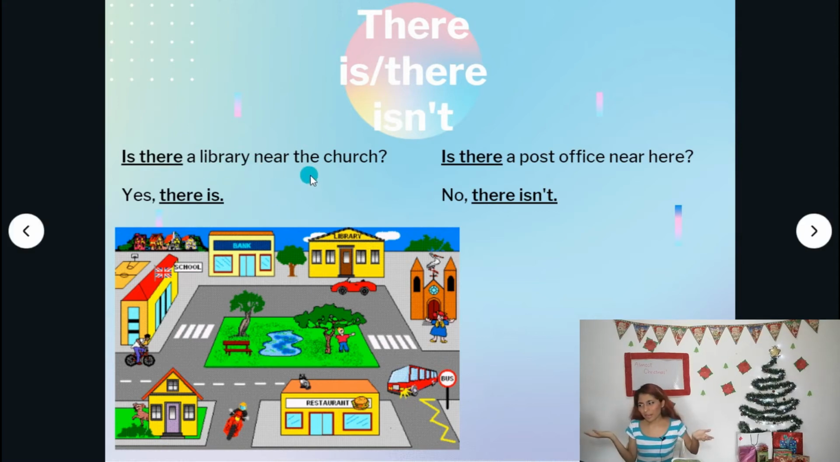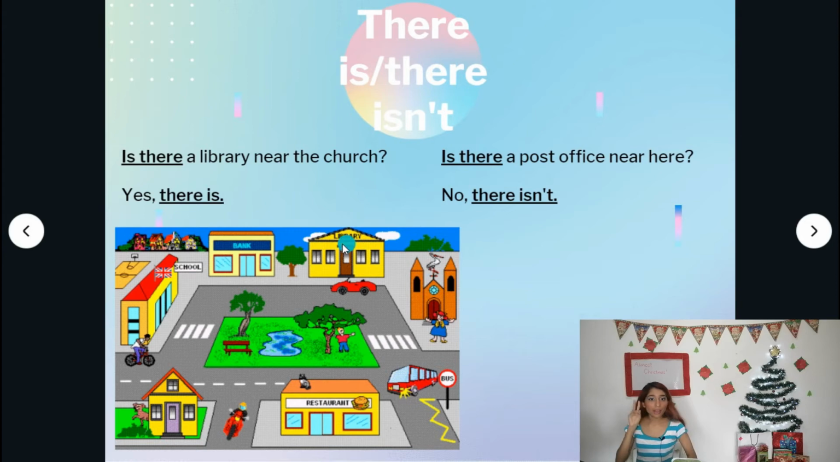Is there a library near the church? Okay, we have the church and the library. Where is it? Oh, I can see. We have the library here and the church is here. So my answer is yes, there is. Porque están cerca. También es porque hay en el mapa una biblioteca y una iglesia, ¿ok?